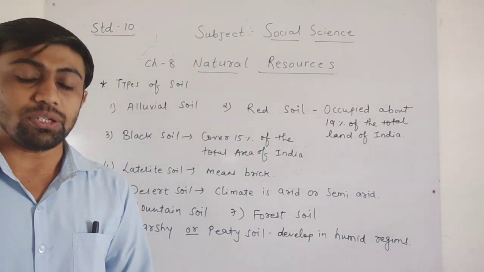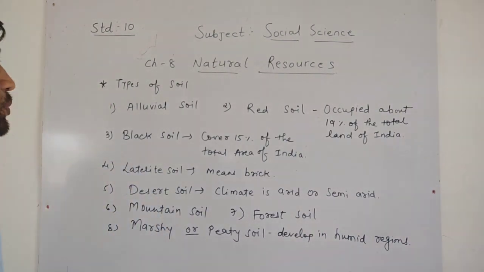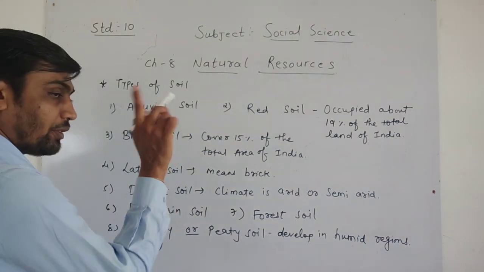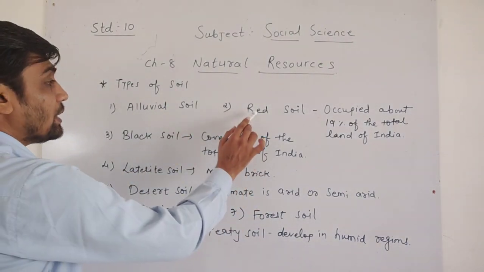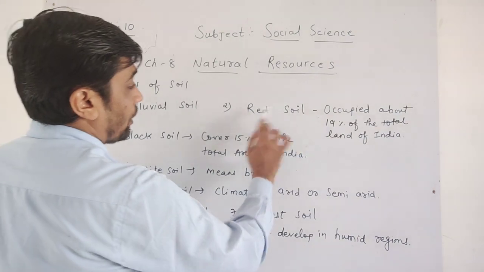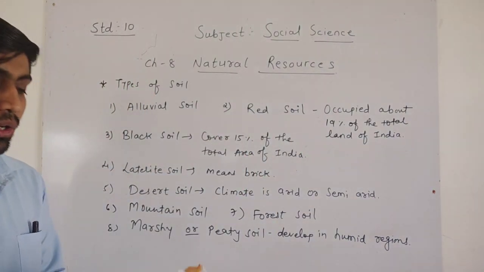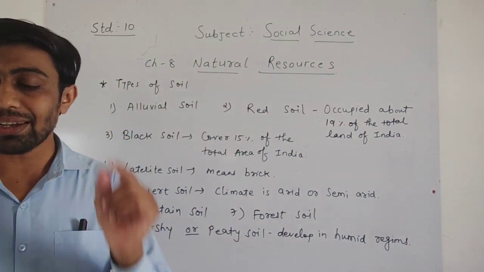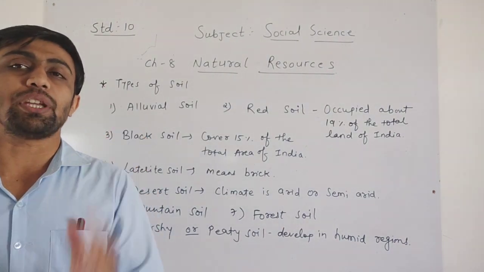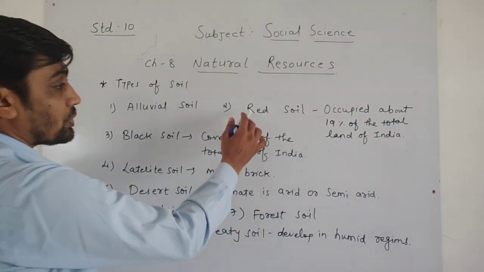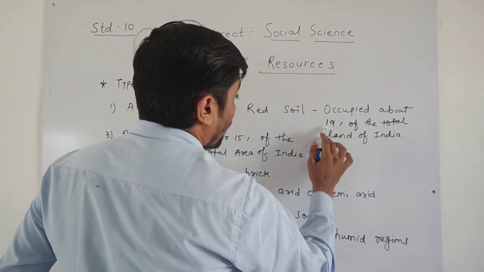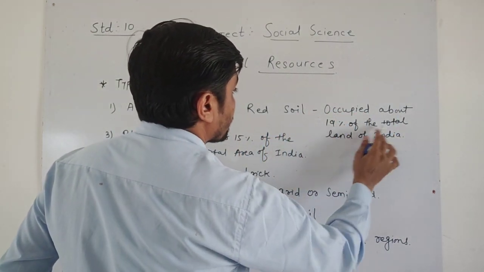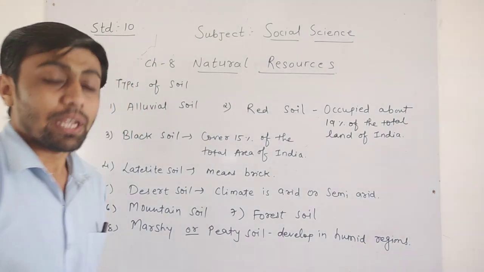Now today, dear children, we will learn about the second type of soil. Alluvial soil we have already completed in the previous lecture. The second type is known as red soil. Which soil? Red soil, dear children. It occupies about 19% of the total land of India. How much does red soil occupy? 19% of the total land of India.